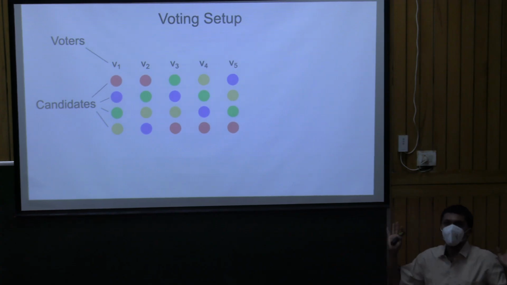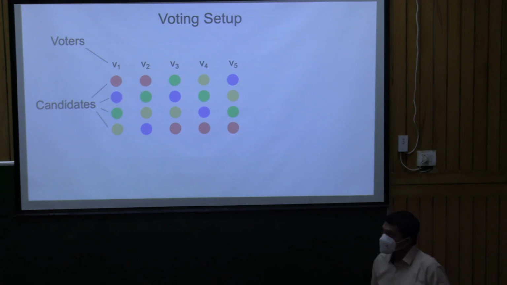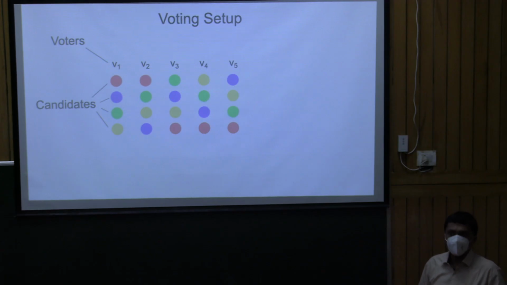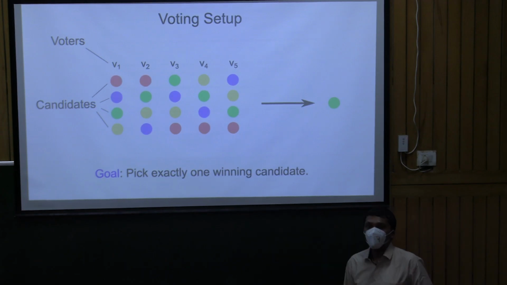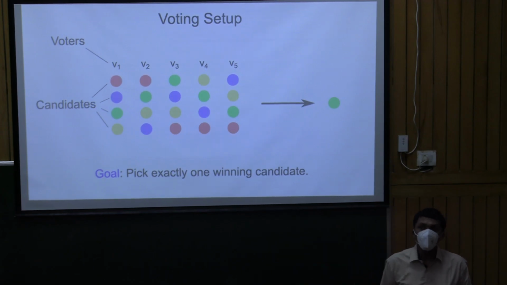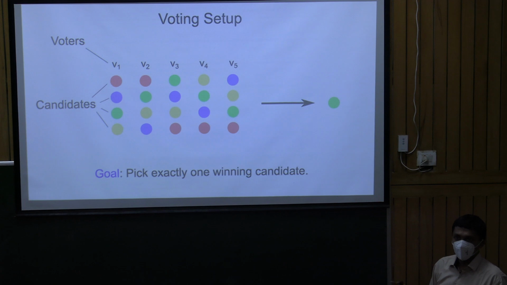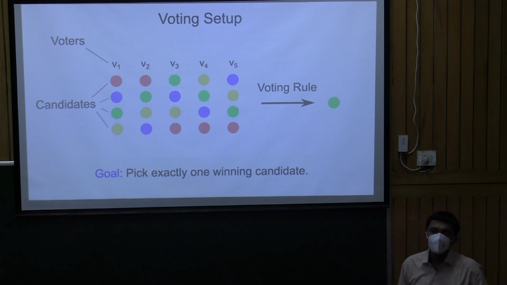So every voter has some ranking of candidates in mind. These are their preferences. So this whole thing is going to be the input to our problem. This is what we are going to call a preference profile. Given this input, our goal will be to pick exactly one winner, some winning candidate. For any such input, we want to determine one winner. That's the goal of this voting exercise, and the way we are going to do it is by means of something called a voting rule.